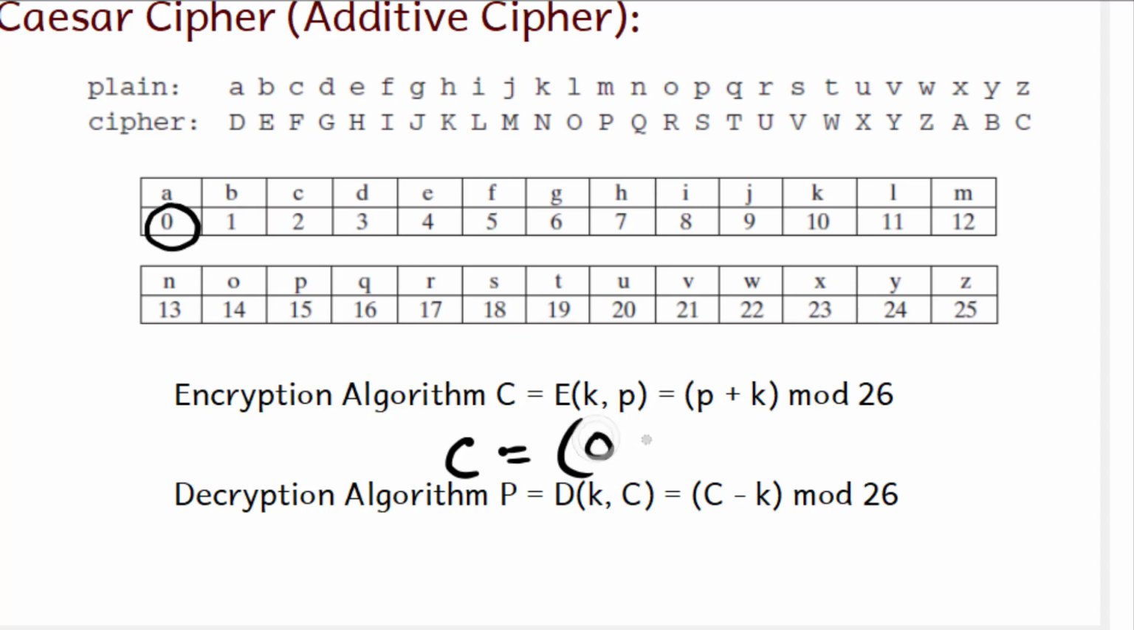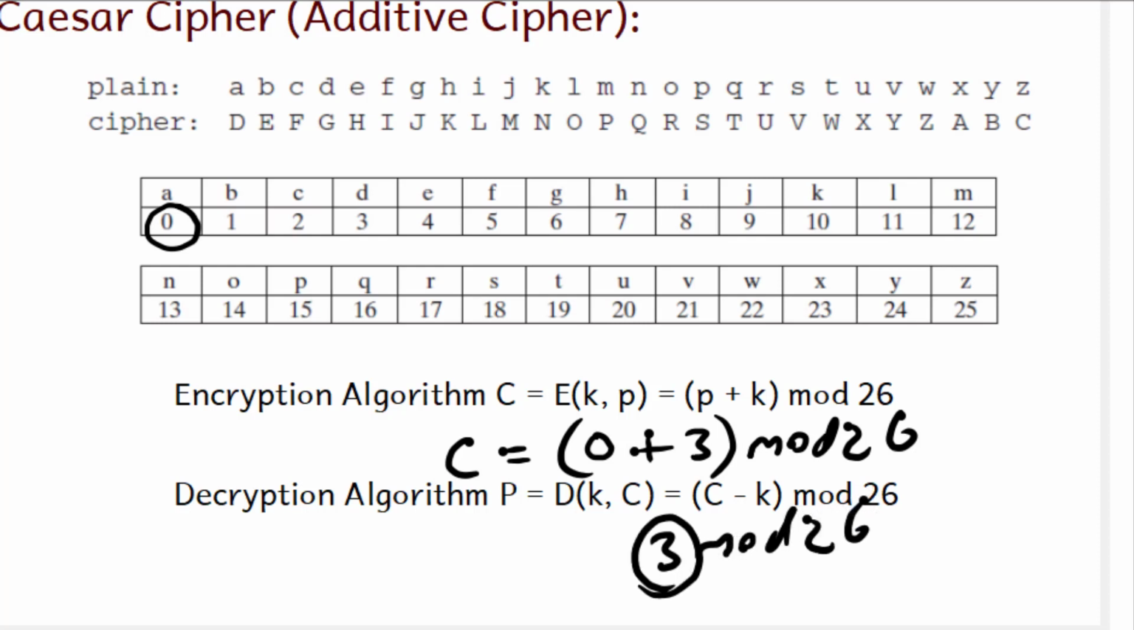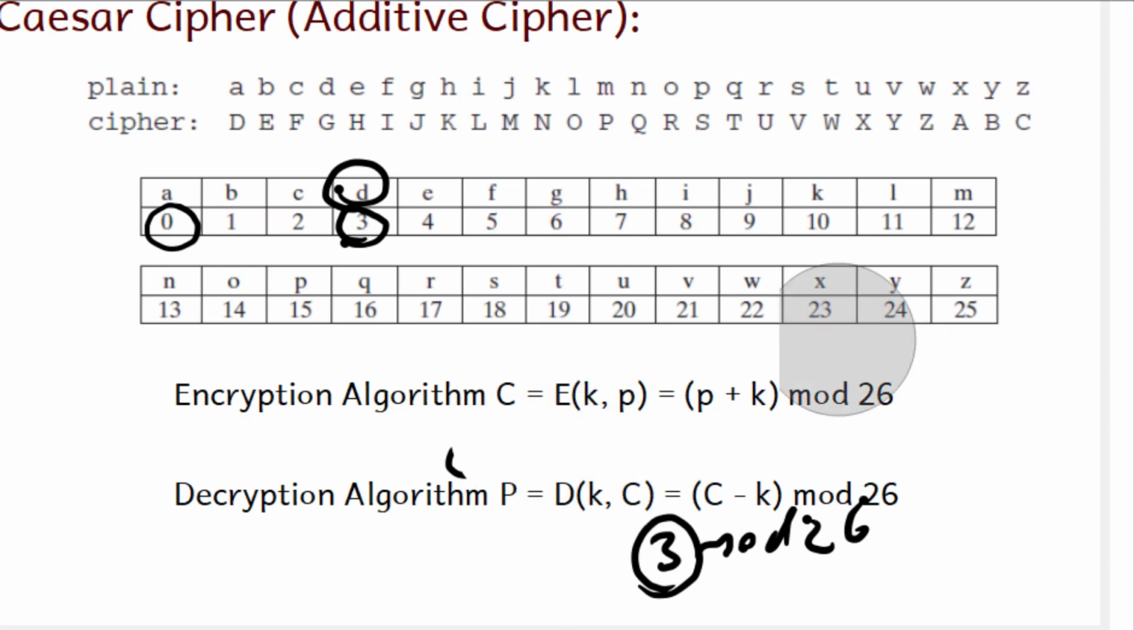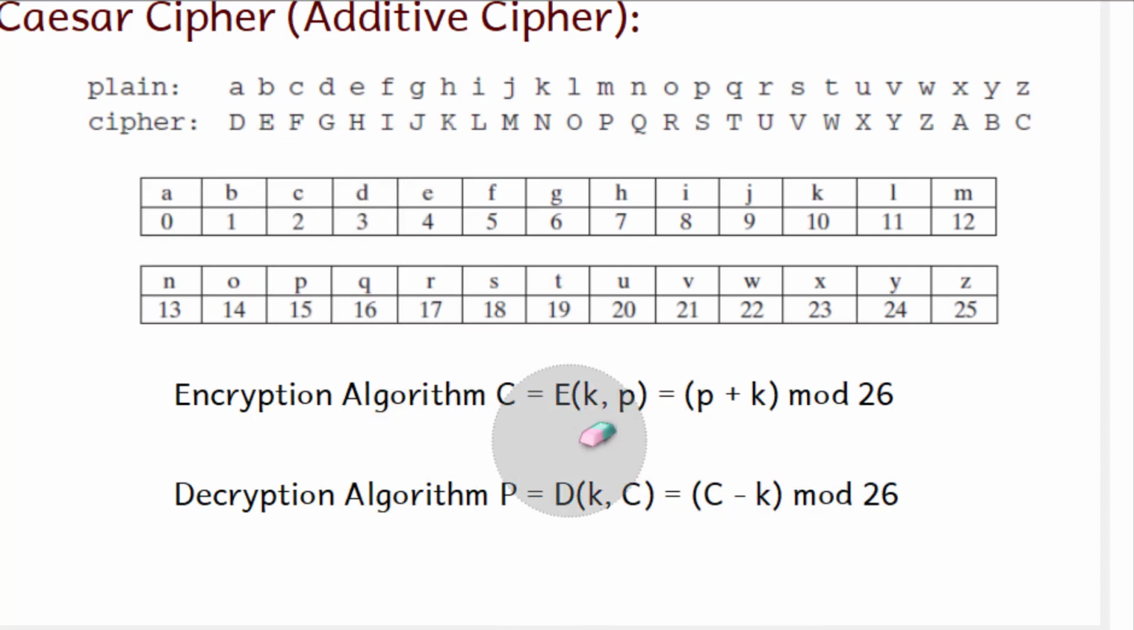So 0 plus K. K is the key. In the Caesar cipher, the default key is 3. So (0 + 3) mod 26. Now 0 plus 3 is 3, and 3 mod 26 is 3 itself. If we see the table, 3 is actually D. So wherever A comes, we get D. This is how we can interpret it using this formula.